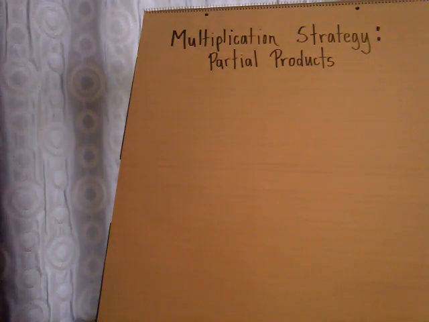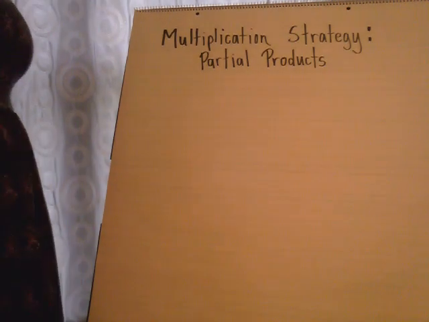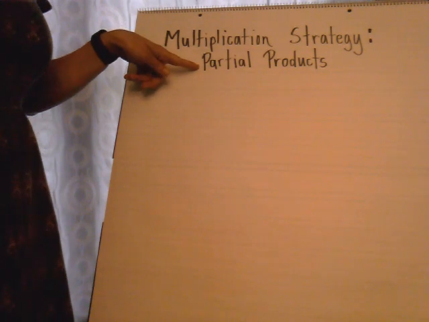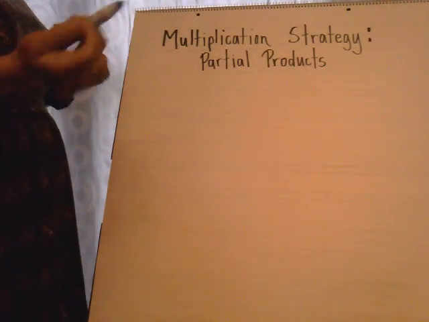Good morning, third grade. Today we're going to do a quick little math lesson on a new multiplication strategy called partial products. So the first thing you need to think about today before we start is place value.